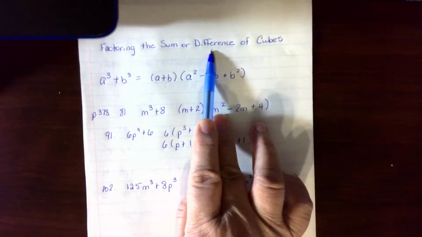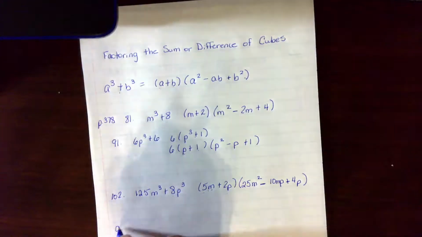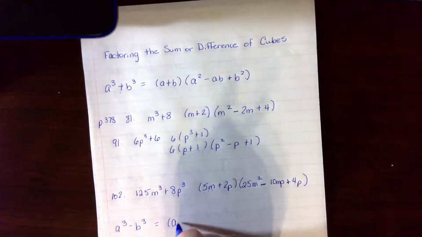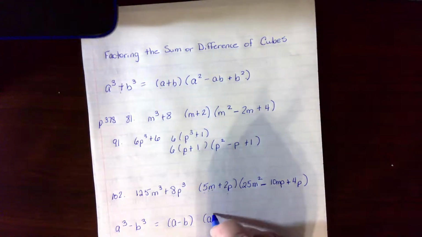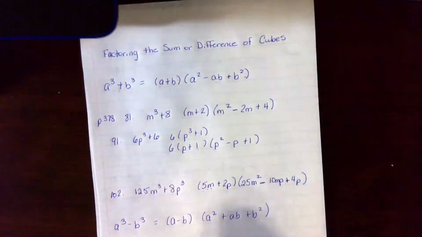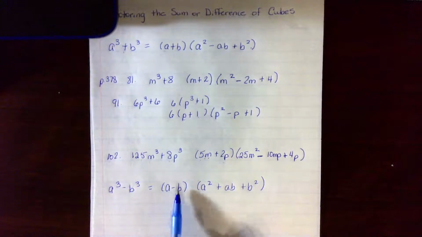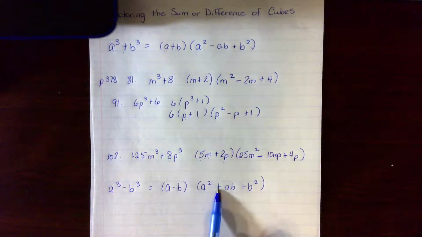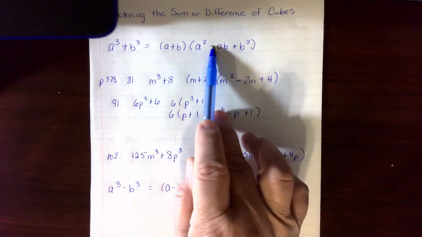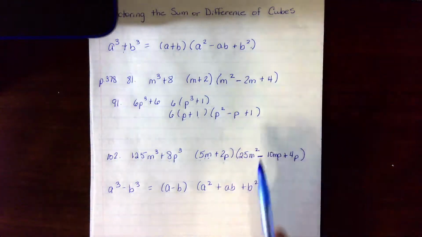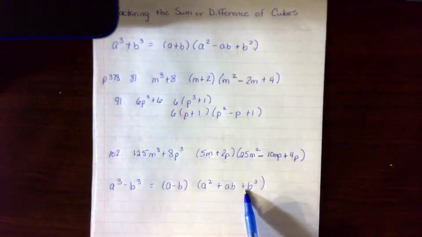Now we're going to look at the difference of cubes. That pattern has the same kind of factors. It's just the signs are different. When you do the difference of cubes, you start here with the minus, and this one's a plus. So you'll notice it's opposites. If this is plus, this is minus. If this is minus, this is plus. And both of these last terms are always positive.